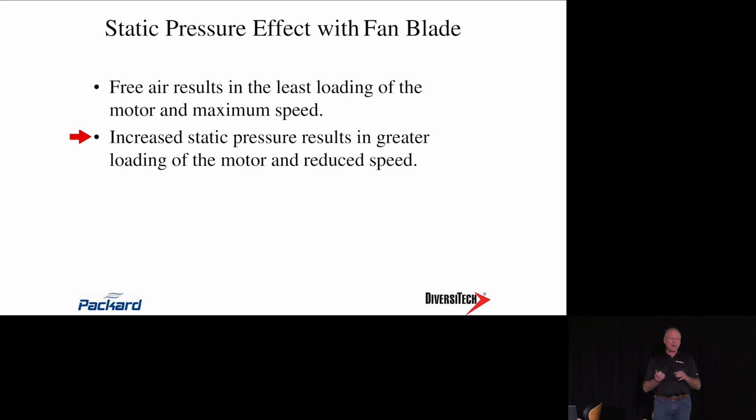It would slow it down as I add static. As I add load to it, it would slow it down. What would happen to the amps on a PSC as I add load, as I add static? What would the amps on the motor do? They would go up.